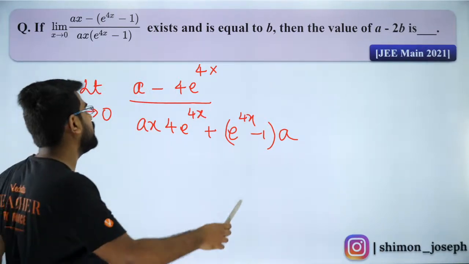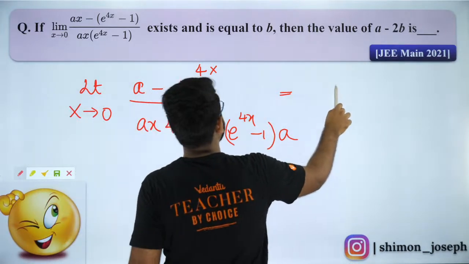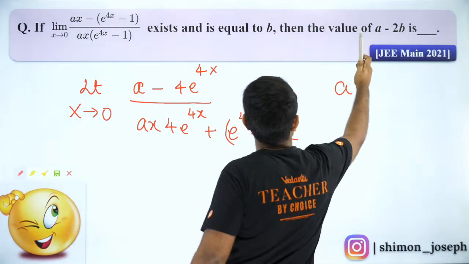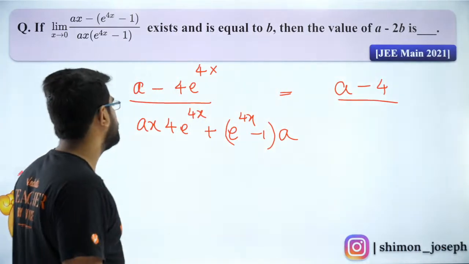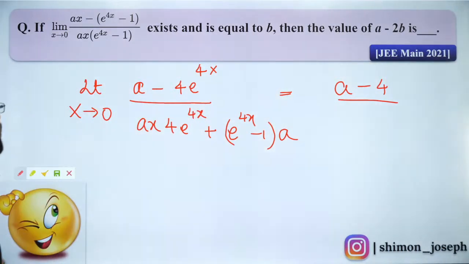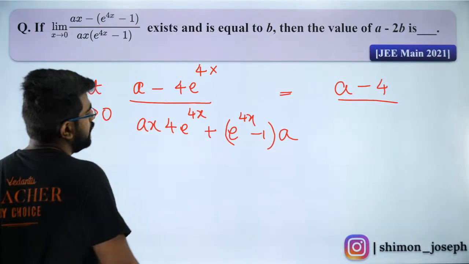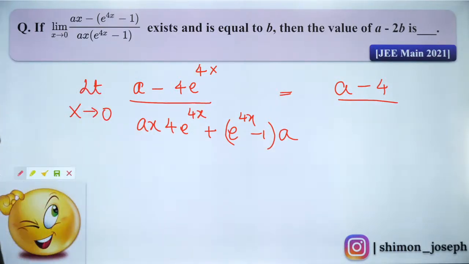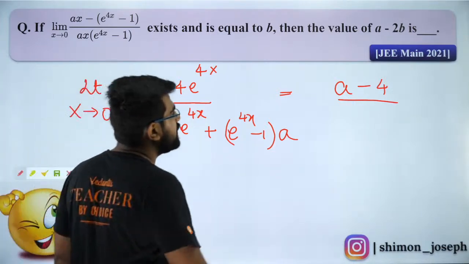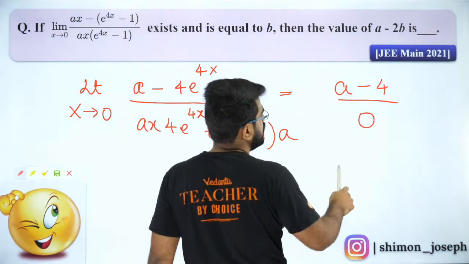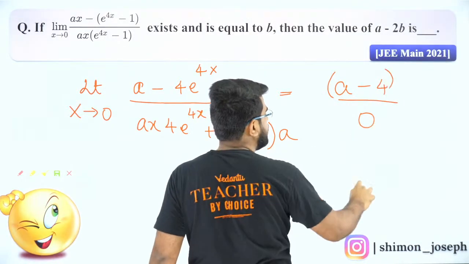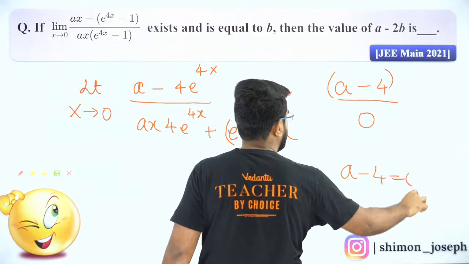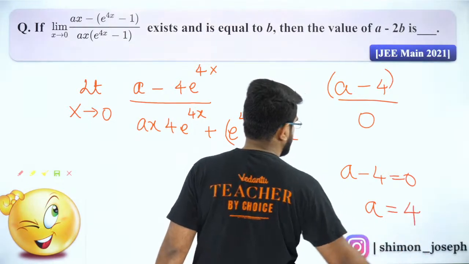Now put x equal to 0. The value will be a minus 4 divided by, what do we have? Any idea? If I put x as 0, my denominator will also be 0, right? So I should not get this. So my a minus 4 should be 0. So I'll get a to be 4. Did you all understand that?